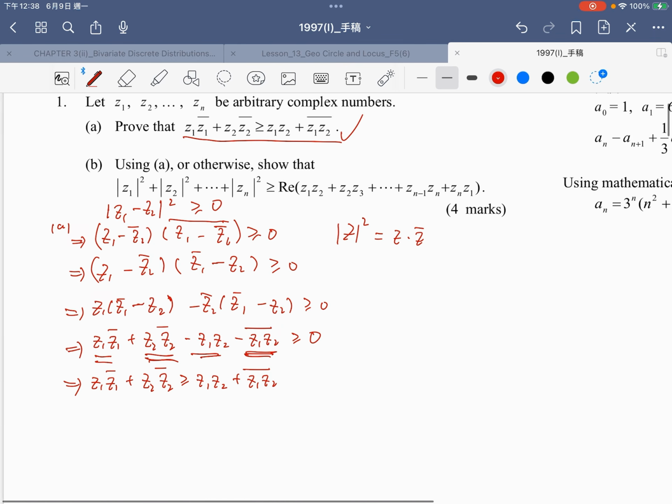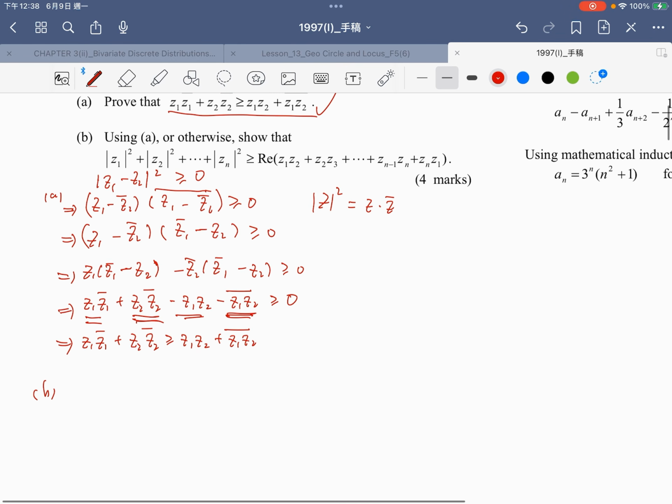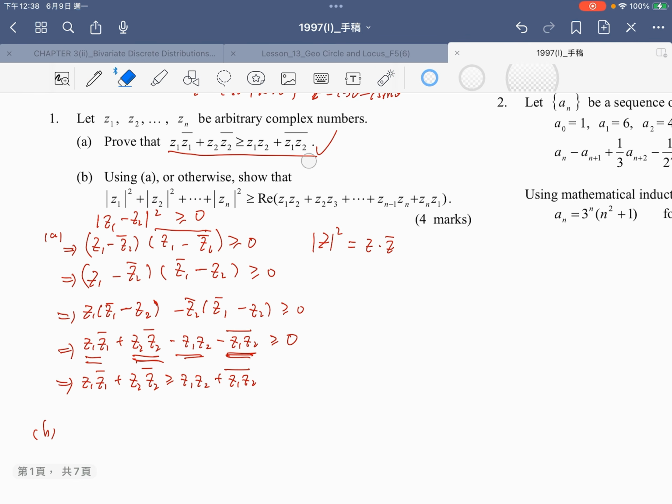Okay, for part B, let me see. For part B, I try to write, change this one. Because this format can be thought of as the modulus of Z1 squared plus the modulus of Z2 squared greater than this one plus this one. This is actually equal to two real part of Z1 Z2.